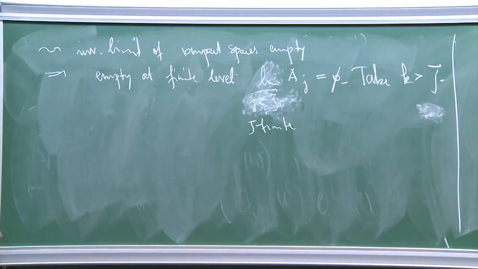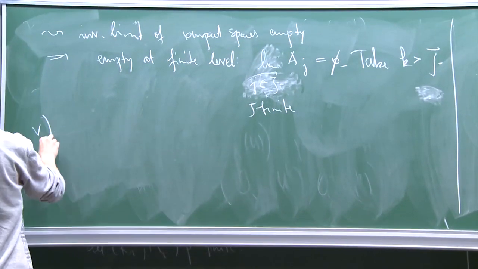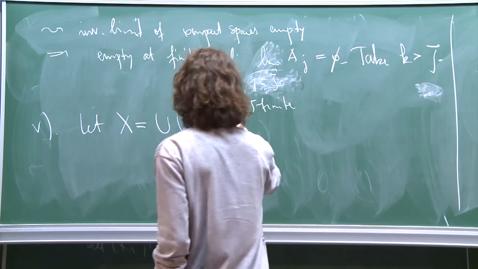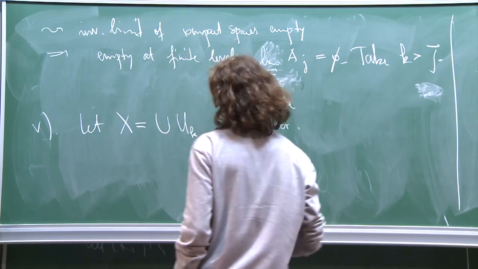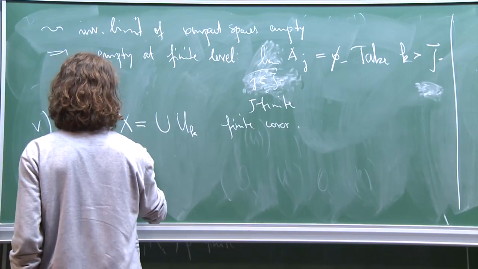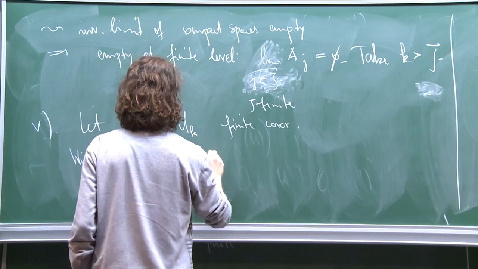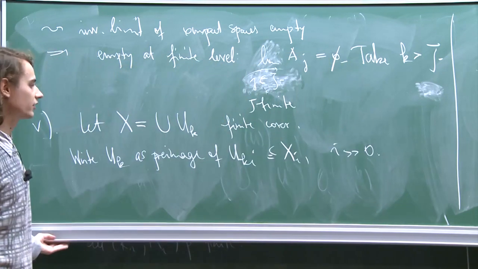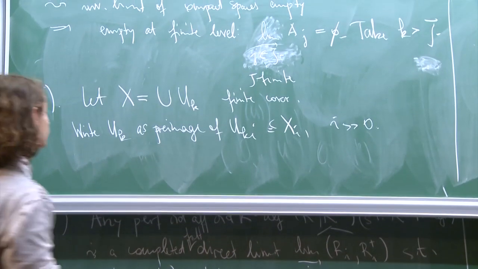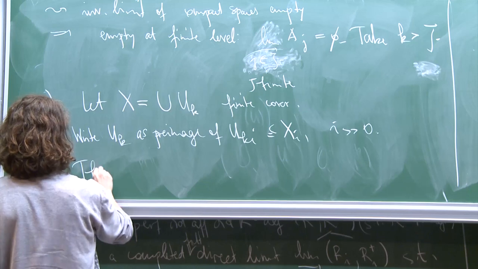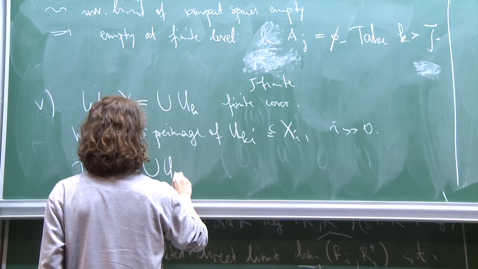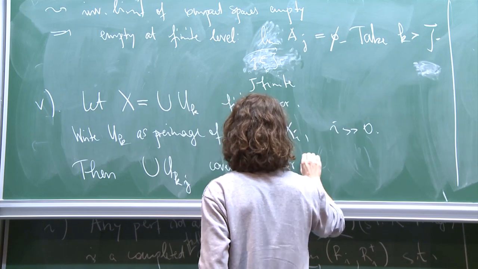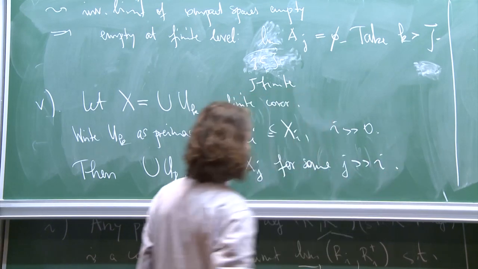And finally, we want to check the sheaf property. For this, note that we can now take, I have conflicting notation, so let UK be a finite cover. Write UK as preimage of UKI in XI, where I is large. And if you choose it very large, then you can assume that it's the same I for all K. And then the union of the UKI, KJ covers XJ for some J, which is again larger than I.